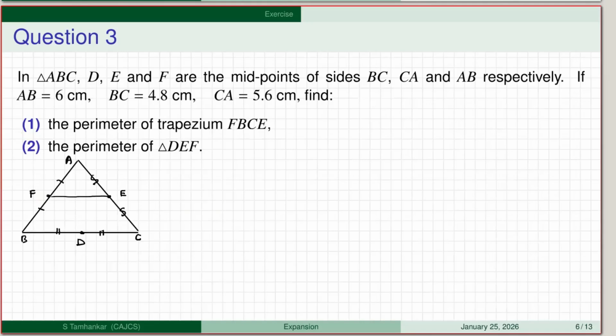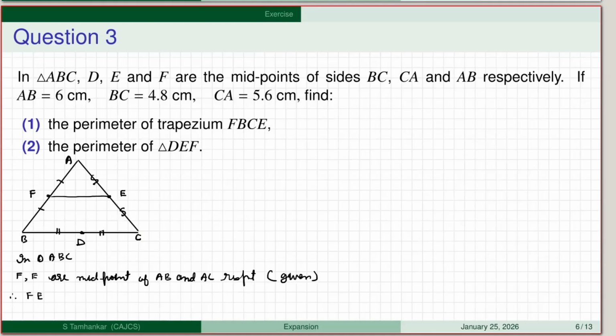Is that a trapezium? First, we need to show that. So we write the proof over here. In triangle ABC, F and E are midpoints of AB and AC respectively. This is given to us. Therefore, I have FE equal to half of BC and FE parallel to BC. For both of these, the reason is the midpoint theorem.